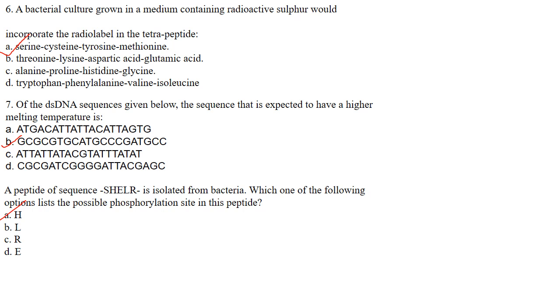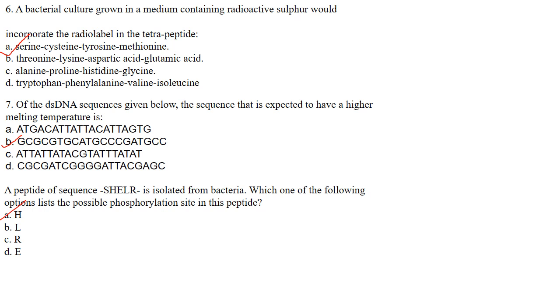Then next one. Of the double-stranded DNA sequences given below, the sequence that is expected to have higher melting temperature is. The one with more GC content will have higher melting temperature. If you see option B, so many GCs are there when compared to D. 1, 2, 3, 4, 5, 6, 7, 8, 9, 10, 11, 12, 13, 14, 15. And if you see D, 1, 2, 3, 4, 5, 6, 7, 8, 9, 10, 11, 12. So B is having 15 and D is having 12 GC. So B will be the one which is having higher melting temperature.